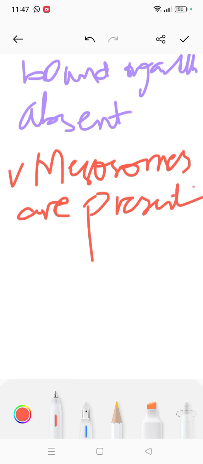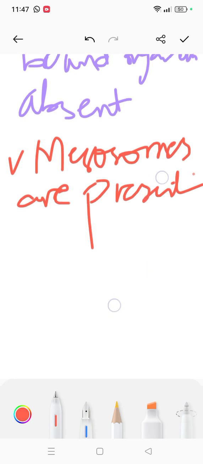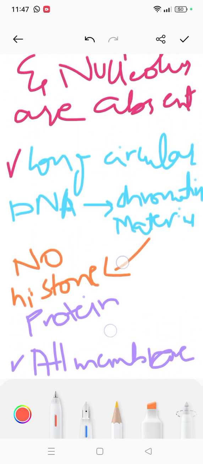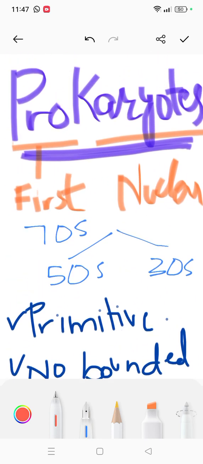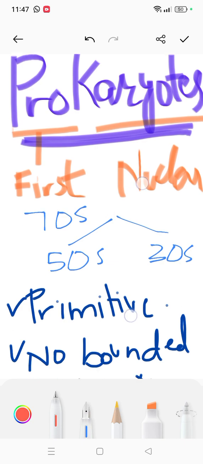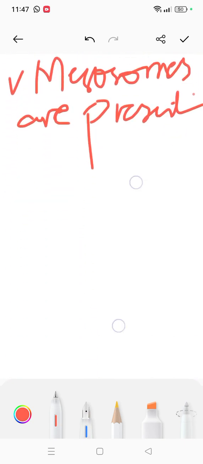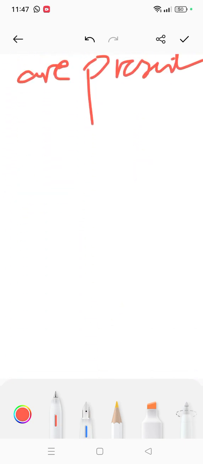So this is the entire information about the prokaryotes. Then we have five kingdoms, but I feel like we should start that in our upcoming video. And yes, eukaryotes also evolved from prokaryotes, so prokaryotes are called primitive. Primitive means that they're very old.